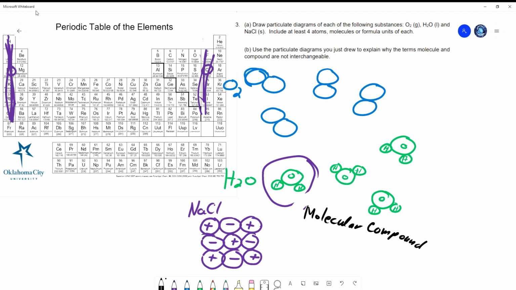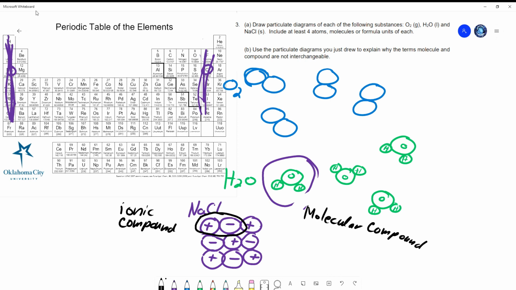Okay. And then NaCl does not have molecules. It is going to have a formula unit, which is what this is. So it does not include molecules, but it is still a compound because it's an ionic compound.